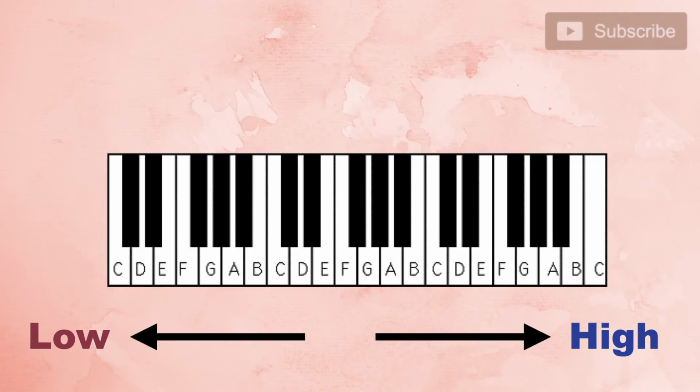So here we have black keys. We're going to start with 2 black keys, which is located over here. Then 3 black keys. Then 2. Then 3, 2, and 3 again.